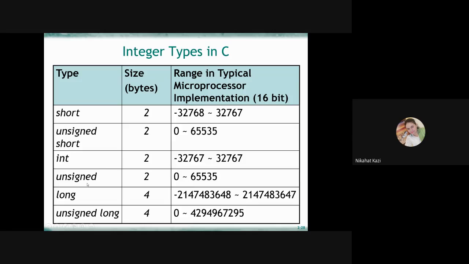Then you have something like short. Short will reduce it to half. So short, if you want to find this range for your particular compiler, then you can do this using the sizeof operator. So I will just show that to you.